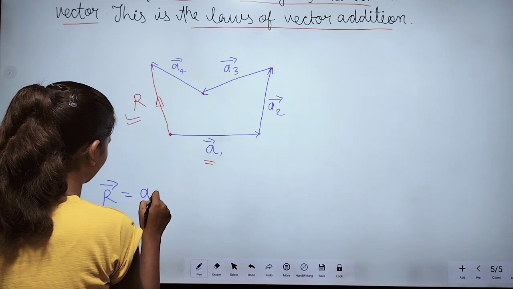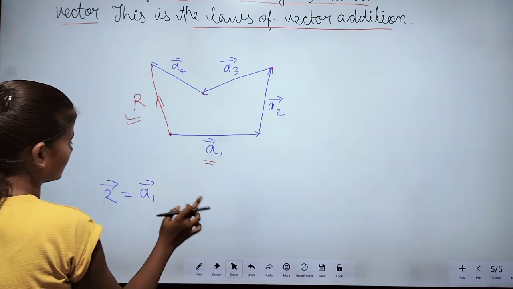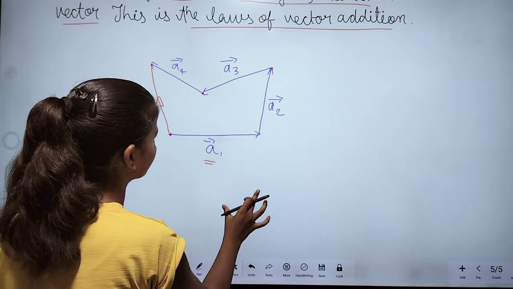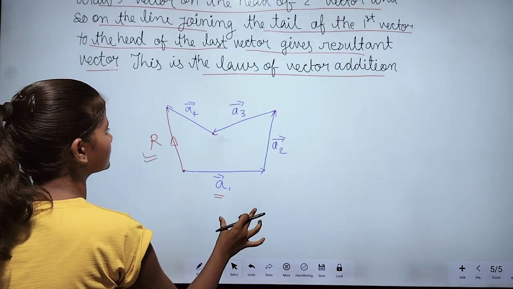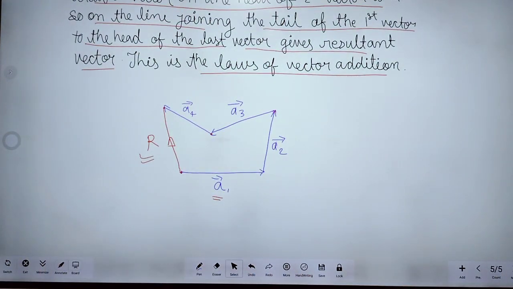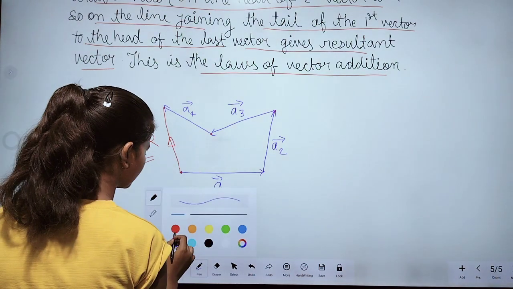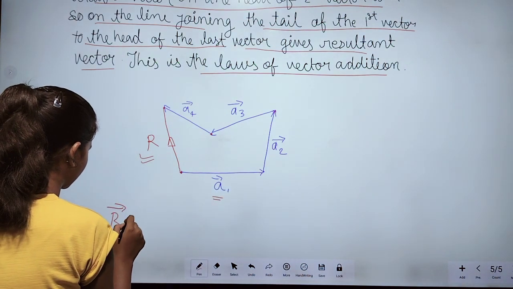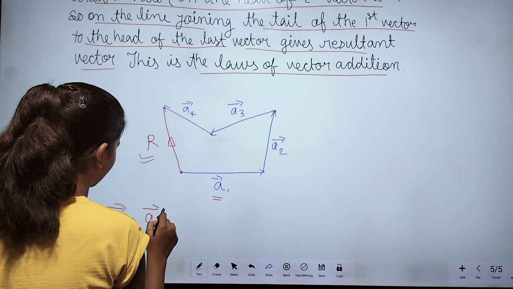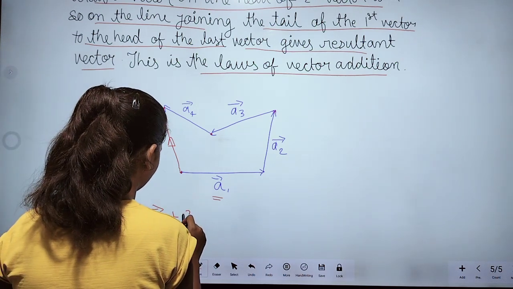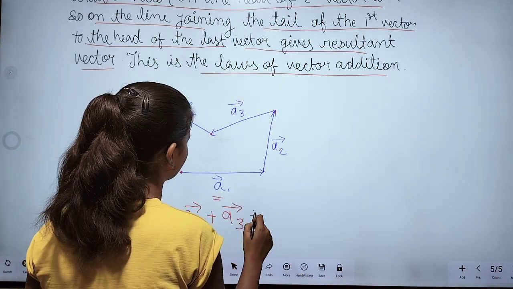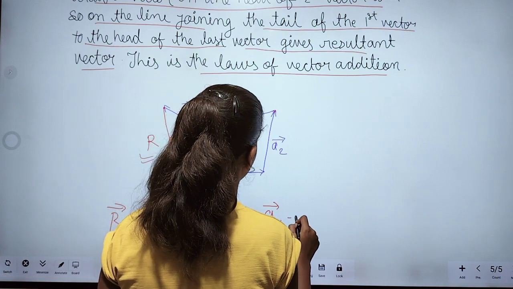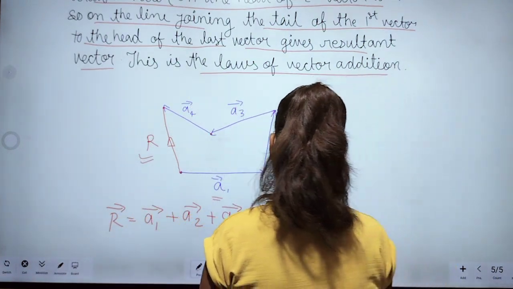R vector is equal to, resultant means sum. Here, what is the meaning of resultant? The simple meaning of resultant is sum. Sum means addition. Resultant is equal to A1 vector plus A2 vector plus A3 vector plus A4 vector, and so on.